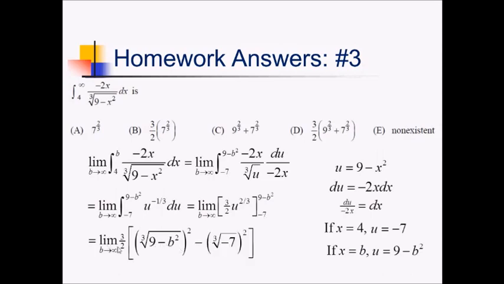So as b approaches infinity, we're doing essentially 9 minus infinity, which is going to give you something infinitely negative. If you cube root that, that's still something that's infinitely negative. And then if you square that, it's infinitely positive. This all comes out to infinity. So the limit does not exist on this, which means that our integral diverges, and choice E is our answer.